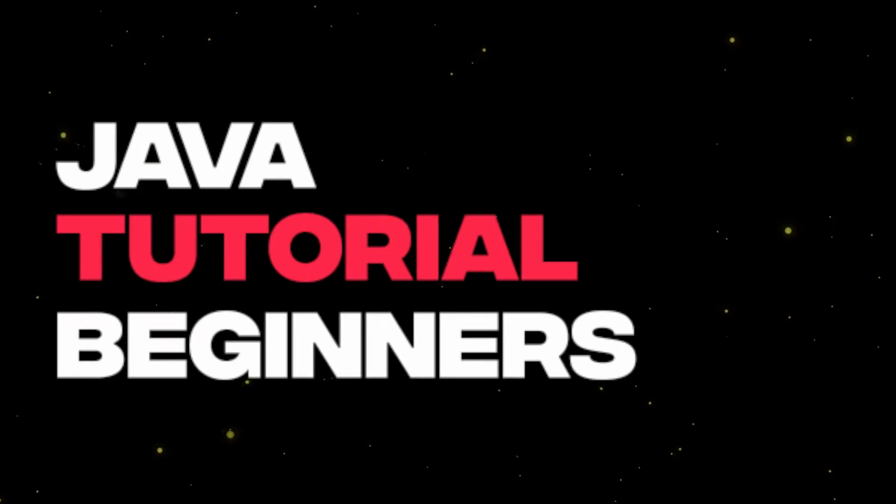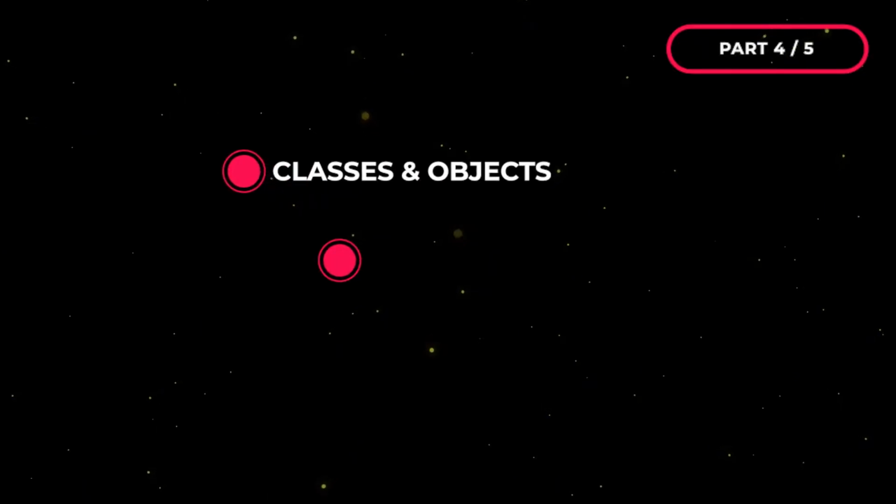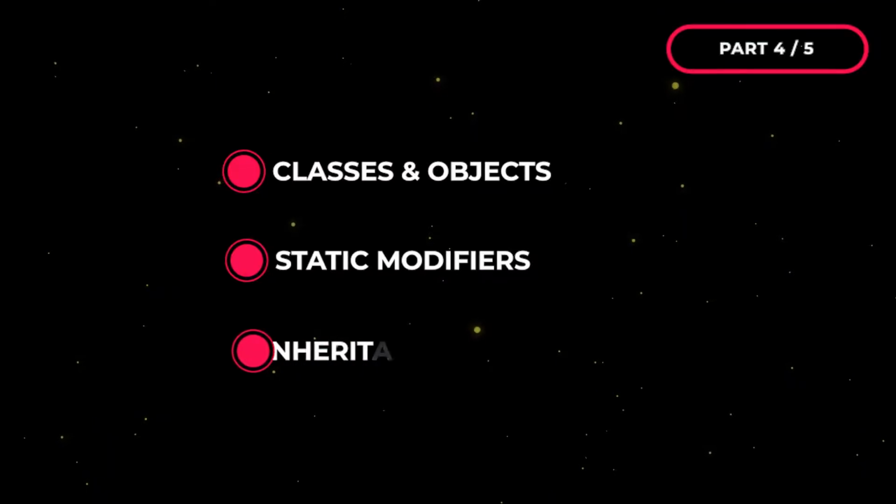No programming experience required. This tutorial has 5 parts that you can find in the Java programming playlist, and in this 4th video we're going to learn about classes and objects, static modifiers, and we're going to also scratch the surface on the object-oriented principles by learning about inheritance.